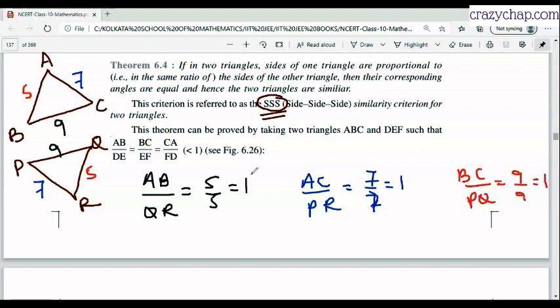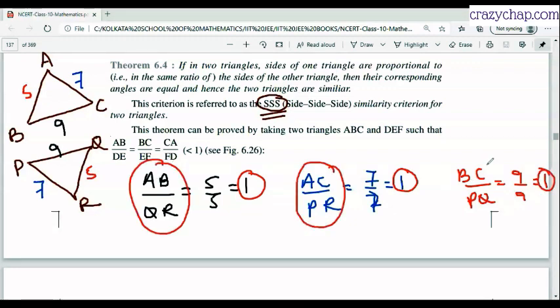Now, because the side ratios are equal, we say that these two triangles are similar to each other, right? Yes, sir. Okay. Let's take another example.